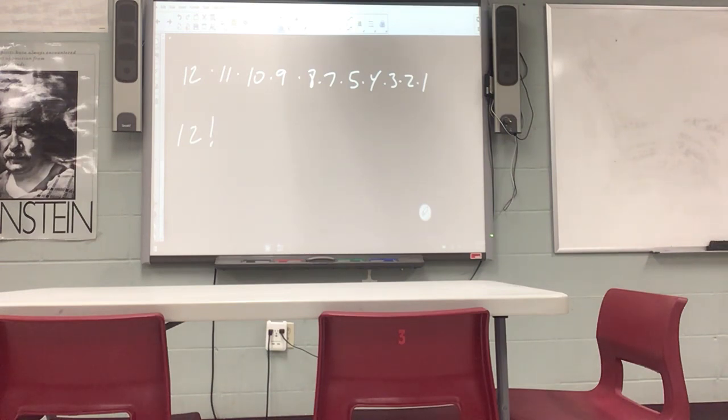Alright, so let me give you the formula first off for a permutation. You've got a little n, a big P, and a little r. And the formula to figure it without a calculator is you would do whatever's in the n place, you would do that factorial on top, divided by, subtract them, factorial on bottom.